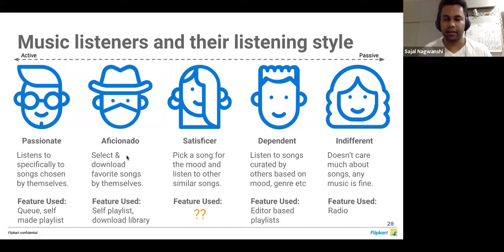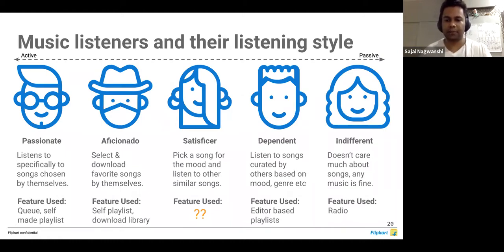Aficionados, on the other hand, selected and downloaded songs and went offline for a long time. So they created their own playlist and used the download library features. Then there were people who were dependent. These were the people who would use someone else's, either a user-created playlist or an editor-created playlist, and then listen to songs. And lastly, the indifferent people who would put on the radio and then forget about the music, and they would listen for long hours.